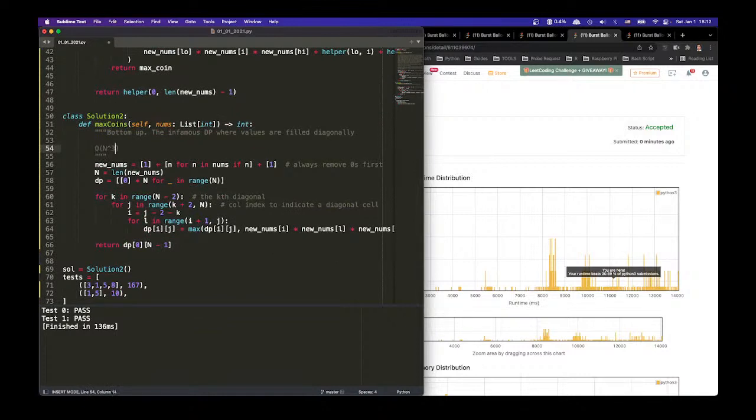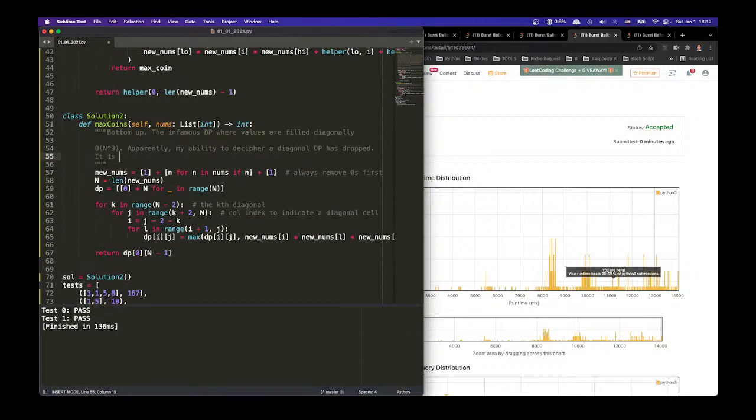Oh, and 3. Apparently, my ability to decipher a diagonal DP has dropped. It is necessary to revisit the rod cutting problem.